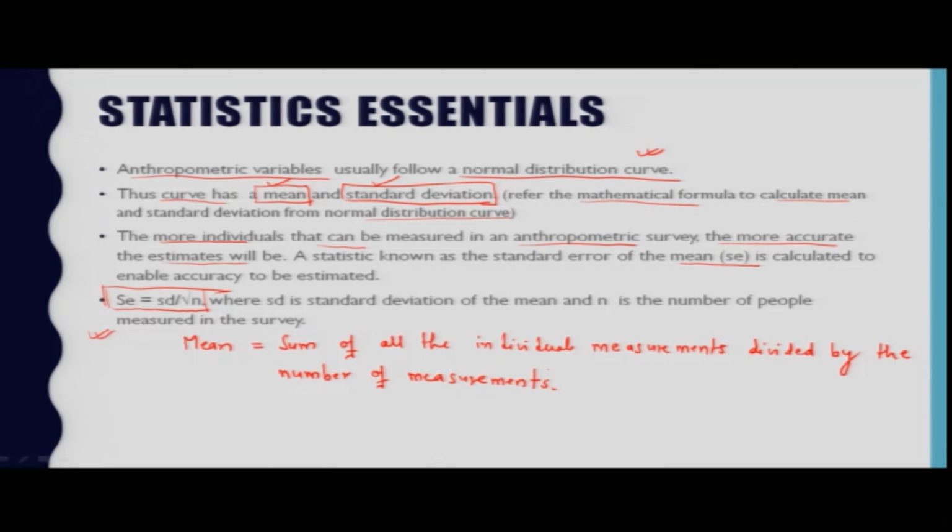And now, how do you calculate the standard deviation? The standard deviation is calculated using the difference between each individual measurement and the mean. I will give you the formula for this also. The value of the standard deviation determines the shape of the normal distribution.